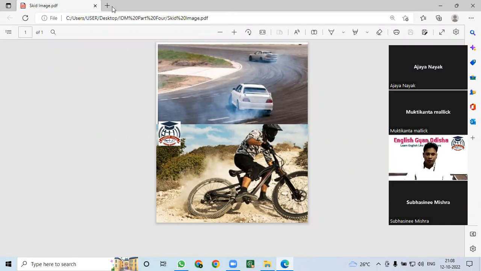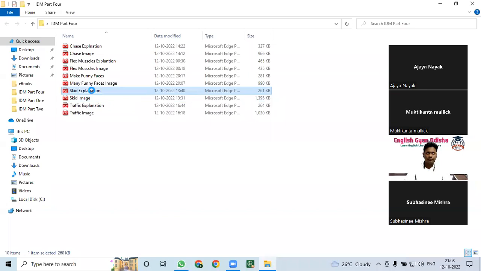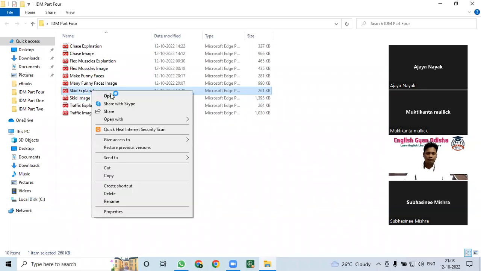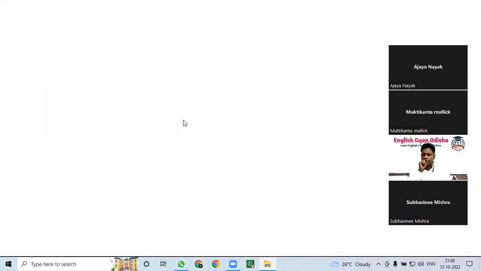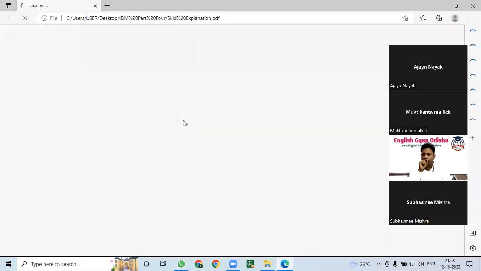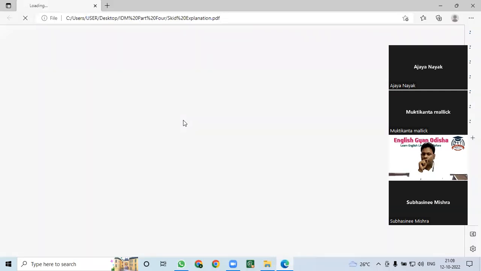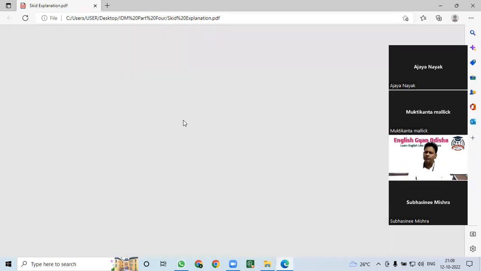Okay, so let me give you that explanation right now. I believe it's there. Sir, yes. Actually, skid is used only for heavy motor vehicles. No, even for your car, you can use it for your bike also, sir. Why is it for heavy motors?